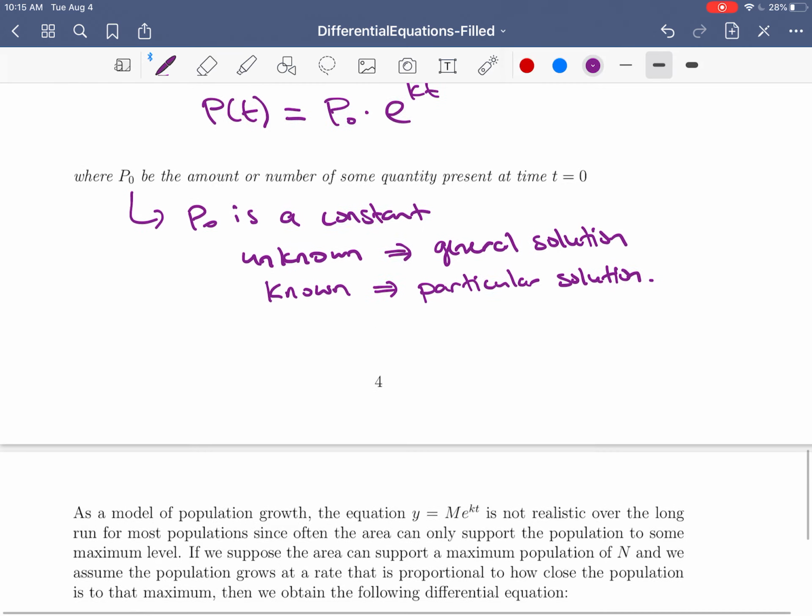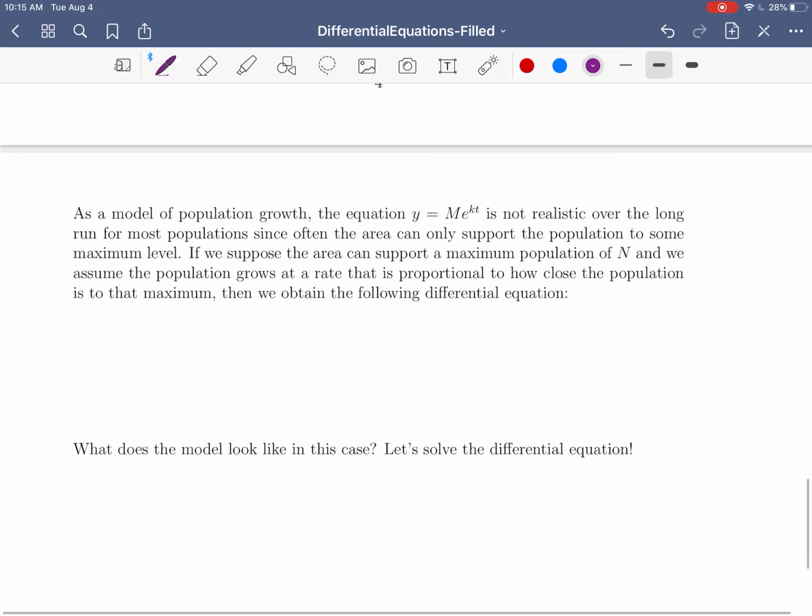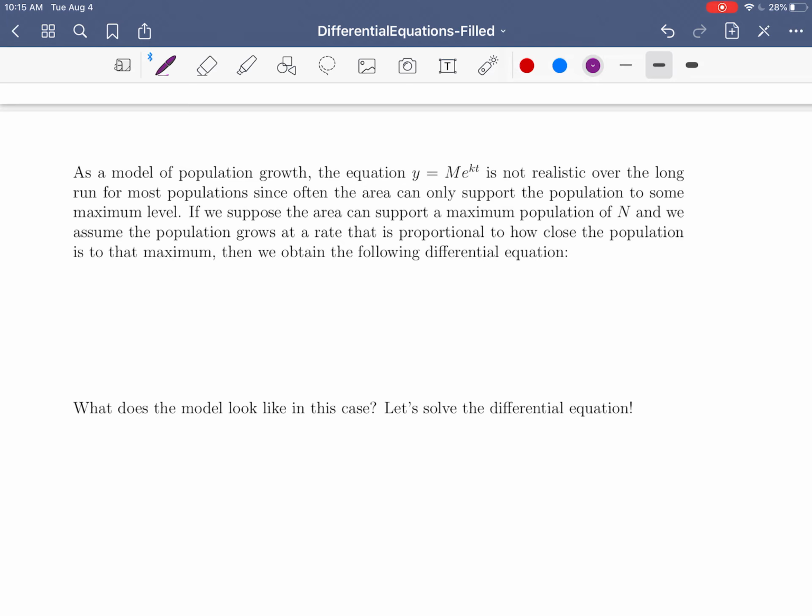Okay, so there's just one more thing I want to mention. As a model, this form is not always realistic over the long run, especially for populations, because normally we think that the area can only support so many things, right? So it might have some maximum level. If we suppose that the area can support some maximum population N, and maybe that the population grows at a rate that's proportional to how close we are to this maximum, then we get a different differential equation.